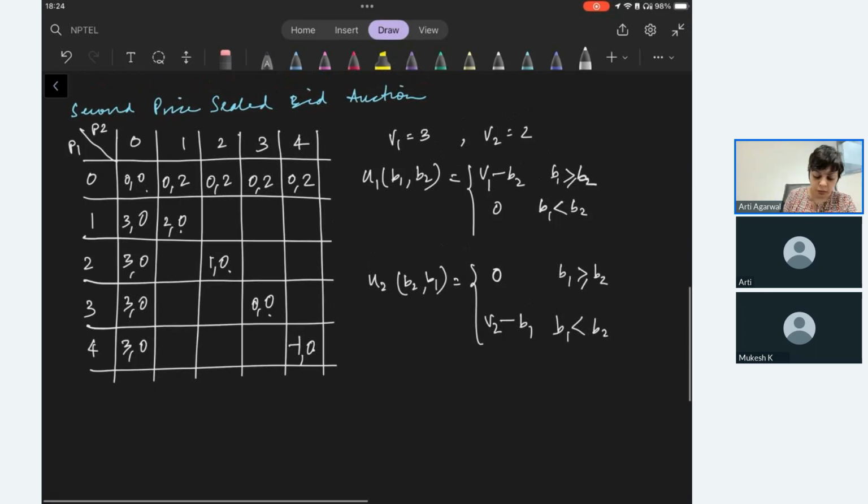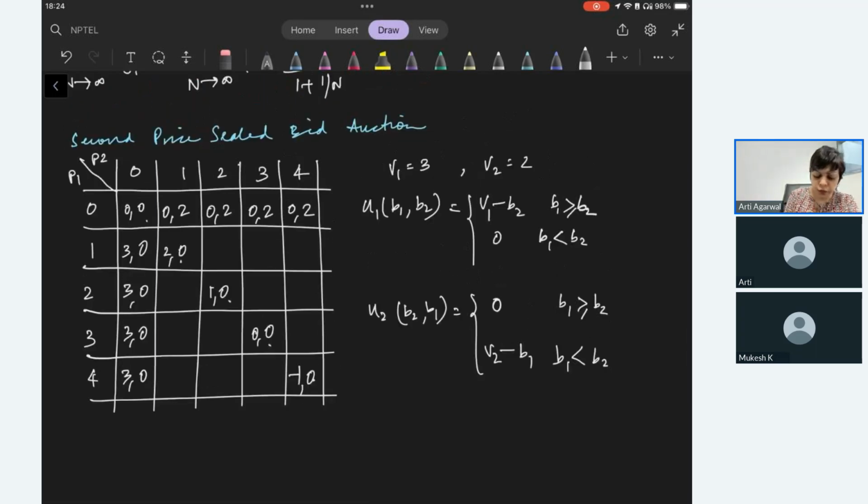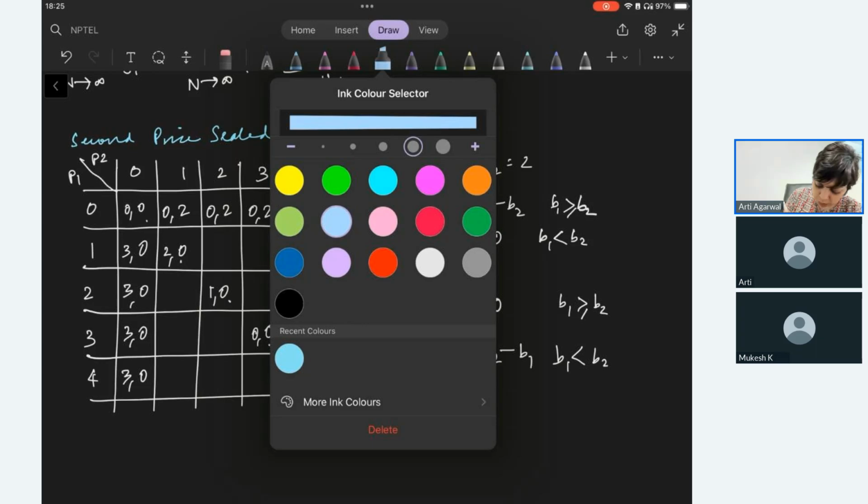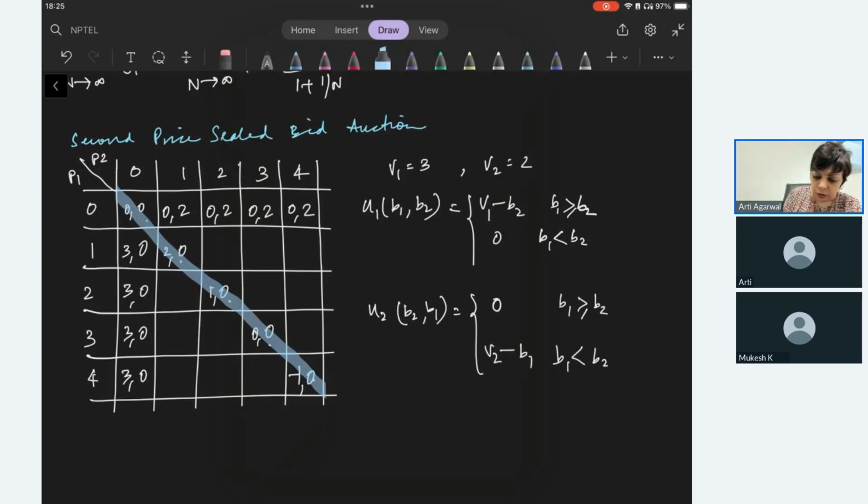These boxes are pretty straightforward. The rest of the boxes, again, you will fill using similar logic. P1 is bidding 2 and P2 is bidding 1. Let me use a highlight. These are the boxes in which the result is tied. Now, all the boxes under this, what is happening? P1 is winning because P1 is bidding higher.